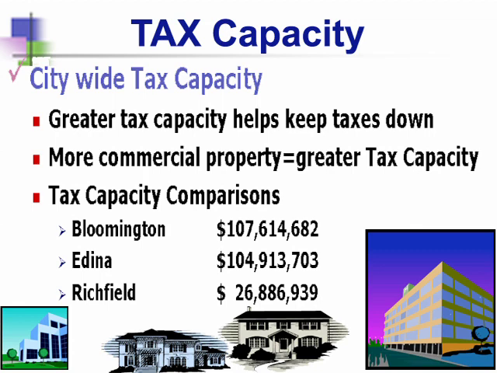So in Richfield, for example, we have a total tax capacity of $26,886,939. How does that compare to our neighbors? Well, Edina is $104,913,703, and Bloomington is $107,614,682. So we have about 1/4 of the total tax capacity that those cities have.